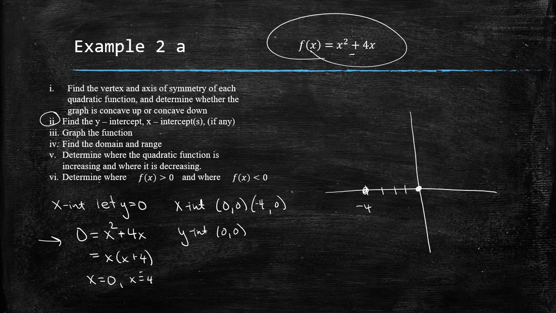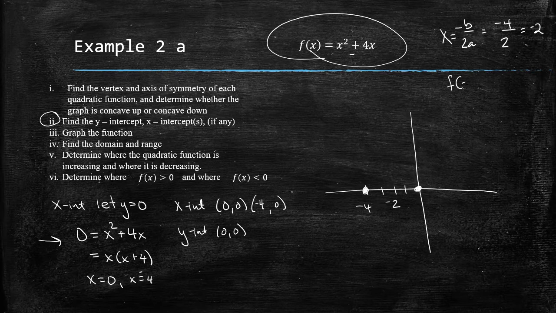For the vertex, there's two different ways we can get the vertex. So first of all, the vertex must be halfway in between our two x-intercepts. So the vertex must be when x is equal to negative 2. We could also use the fact that x is negative b over 2a. So this would be negative 4 over 2 times 1. So we get negative 2.